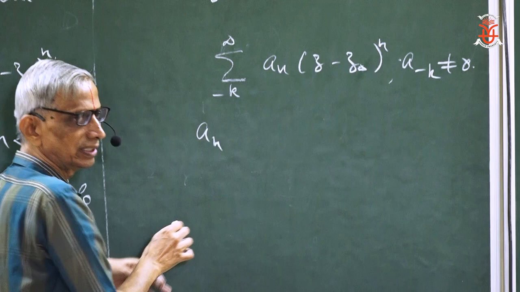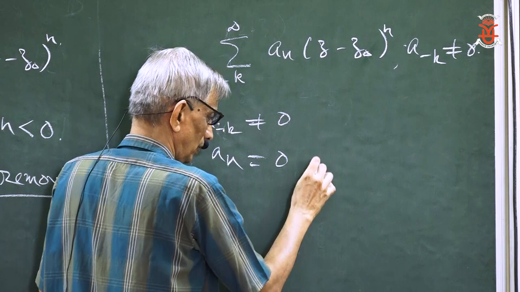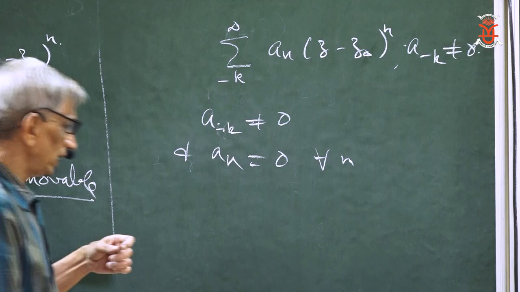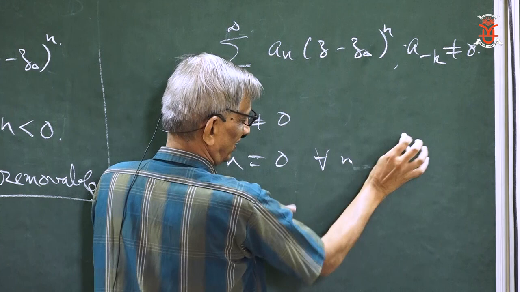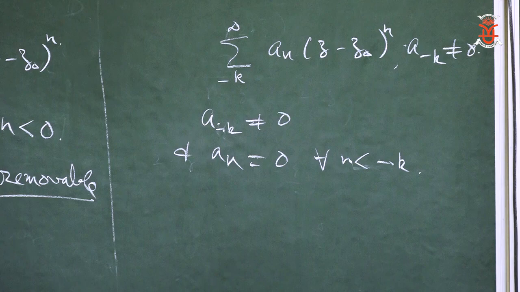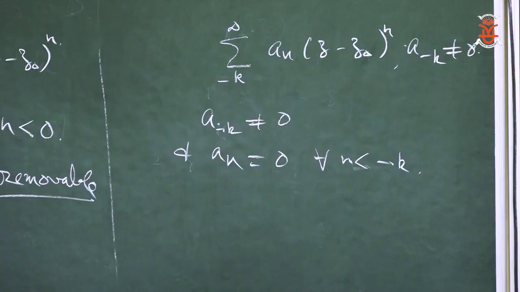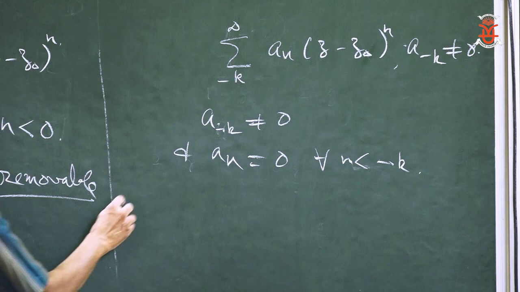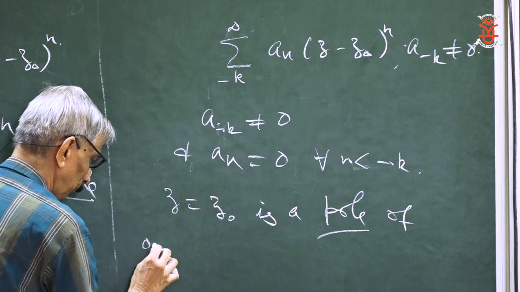a minus k is non-zero, and a n is zero for all negative n up to minus k. So minus one, all n less than minus k. Okay. Minus k, after that, minus k minus 1, minus k minus 2, and so on. So in this case, you say that f has a pole of order k at z naught, okay, of f.